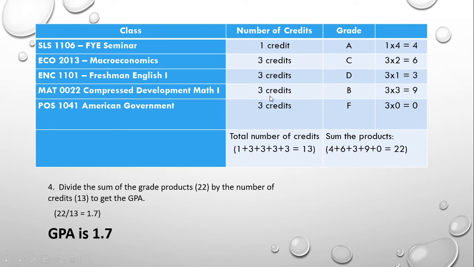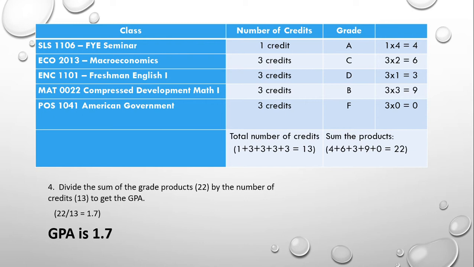Compressed math, we have 3 credits. It's got a B, so that's worth 3. So 3 times 3 is 9. And then for government, we got 3 credits, but we got an F, and F is worth 0. Okay, so we're going to then sum these in this column here, the last column that we've just calculated. So our 4 plus 6 plus 3 plus 9 plus 0 gives us 22. That's how many points we have.